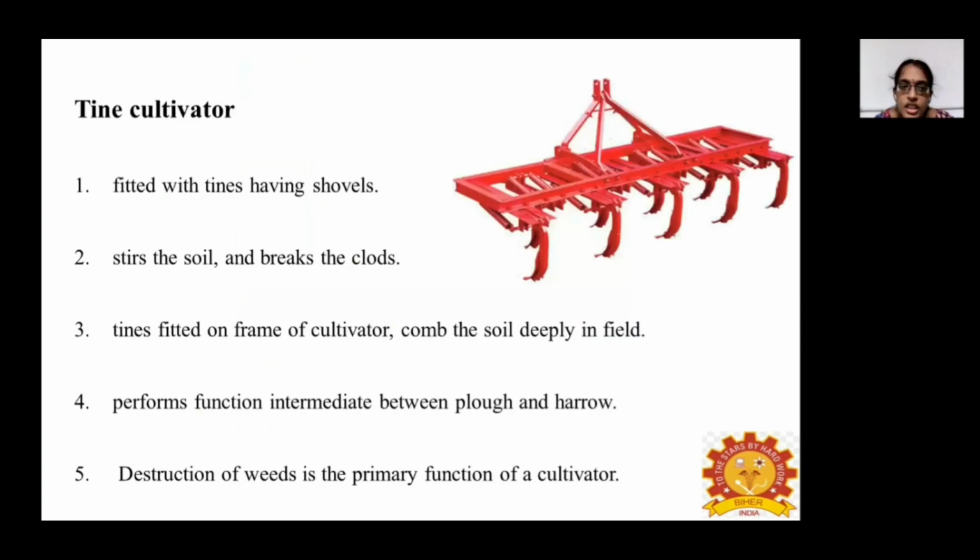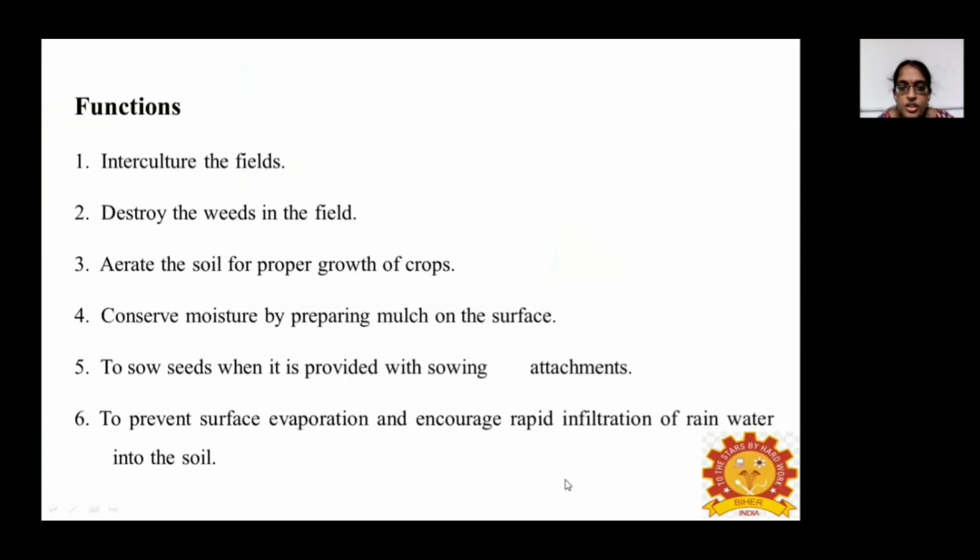And this one is a tine cultivator, which has shovels that stir the soil and break the clods. The tine is fitted on the cultivator, and it helps to comb the soil deeply in the field, and it performs like an intermediate plough and harrow. Destruction of weeds is the primary function of this cultivator. So this is a cultivator.